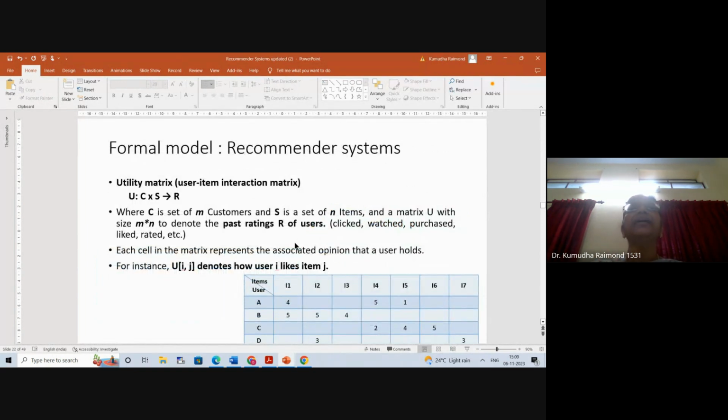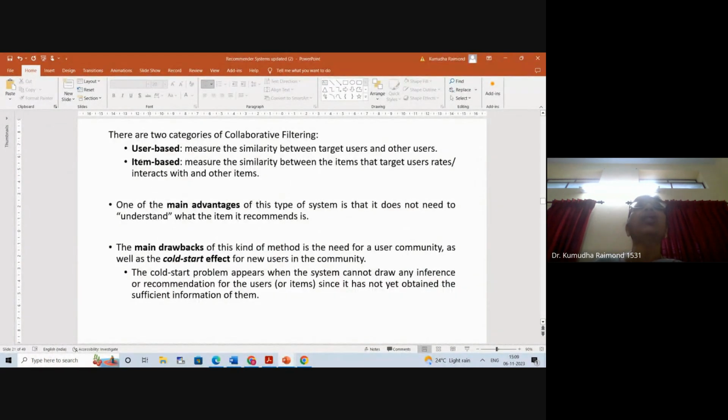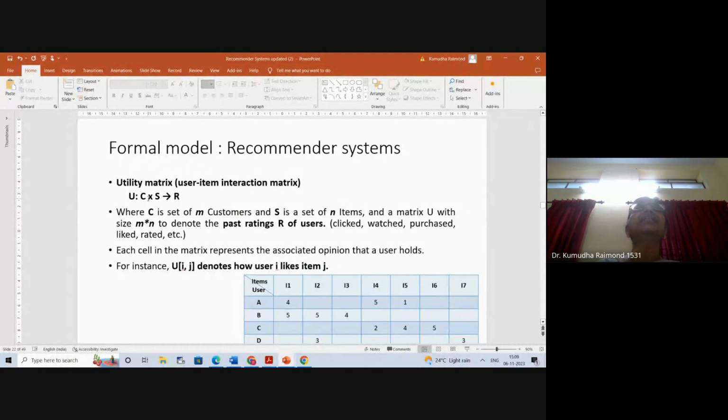the utility matrix. This is actually called a user item interaction matrix. You can see here, this is called item based. In the case of item based, it is a user and the corresponding items. So this is the table we need to fill in. It is called a utility matrix. There are different numbers of users and different numbers of products. Okay, so I'm going to fill this particular table.